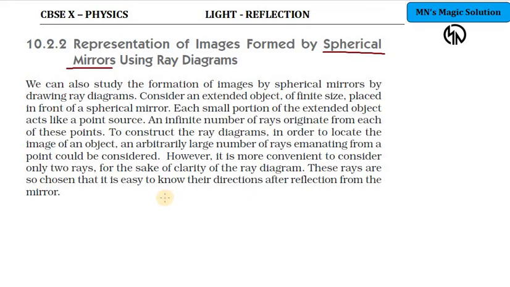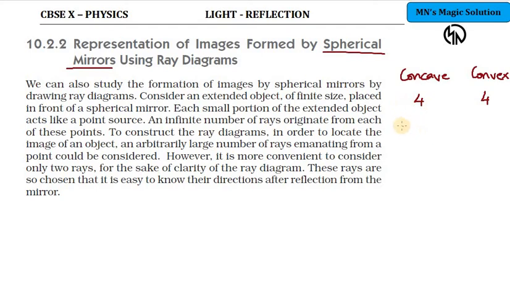Hi students, we are going to discuss the ray diagrams formed by spherical mirrors. So, இதுக்கான rules என்னென்னு பார்க்க போறோம். Spherical mirrors மொத்தம் ரெண்டு இருக்கு. As we know, it is concave and convex. இது ரெண்டுத்துக்குமே we are going to see 4 rules each.